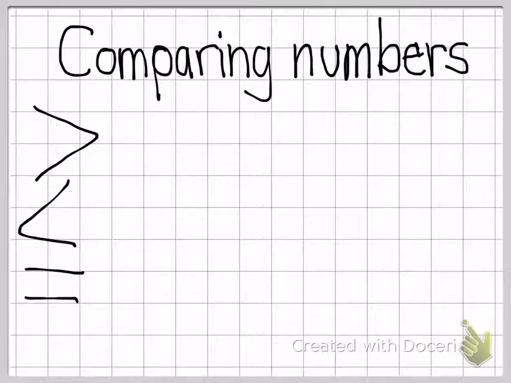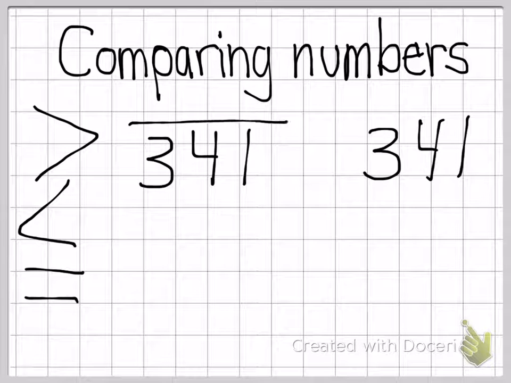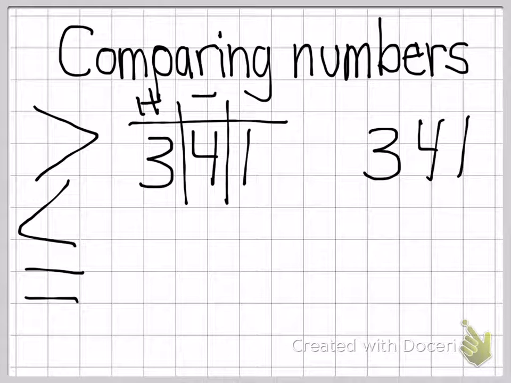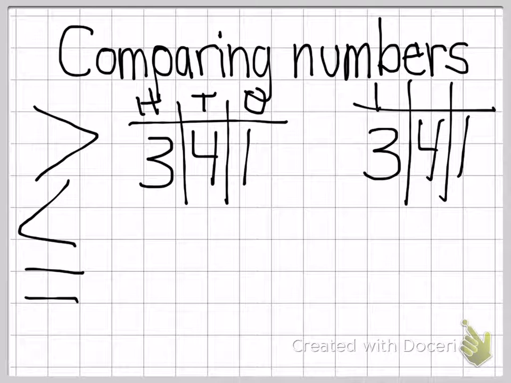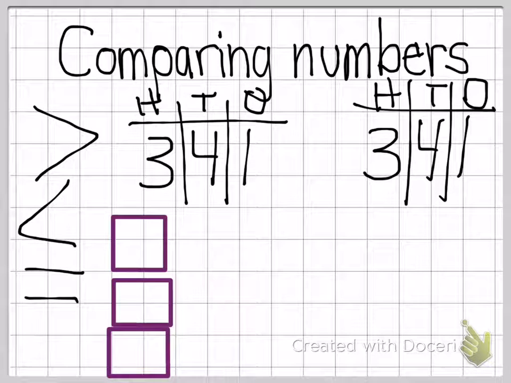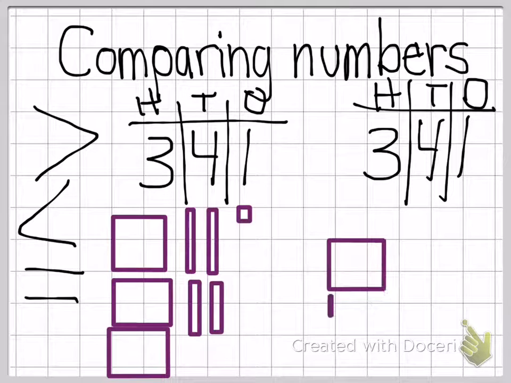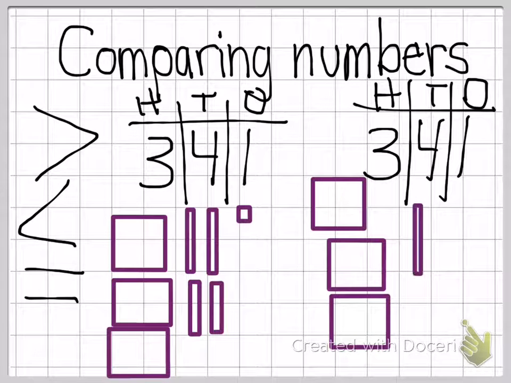Let's try one last example. Let's compare the number 341 and 341. In this case, once again, to help us show our place value blocks, we can label our hundreds, tens, and ones. We need to show 300s here and 4 tens. We also need to show a 1. Over on this side we need to show also 3 hundreds, and 4 tens, and a 1.